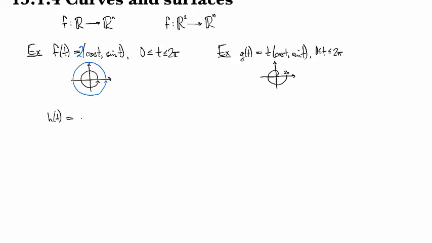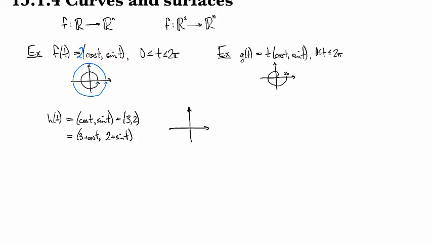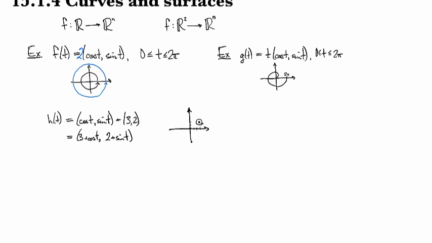And I could do other things, like I could take cosine of t, sine t, and add some other vector to it, like 3, 2. So that would be the same as 3 plus cosine, 2 plus sine. That would have the effect of moving the circle so that it's now centered around the point 3, 2. So then it would go something like that.